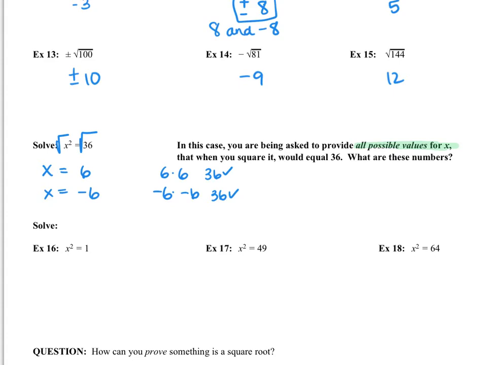So on the next three examples, examples 16, 17, and 18, solve all of those for x. Be sure to give all of the possible numbers that x could be. Press play when you're ready to check your answer. Okay, so on these examples, all of the possible numbers for x that if you were to square it would give you 1 are both positive 1 and negative 1. All of the possible numbers for x that if you square it give you 49 are positive 7 and negative 7. And all the possible answers for x that if you square it would give you 64 are positive 8 and negative 8.